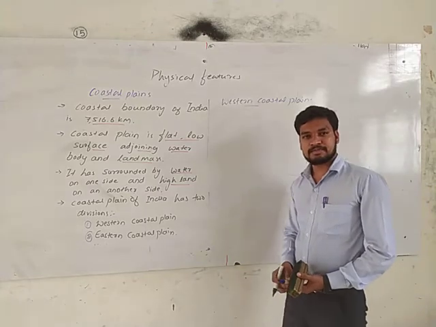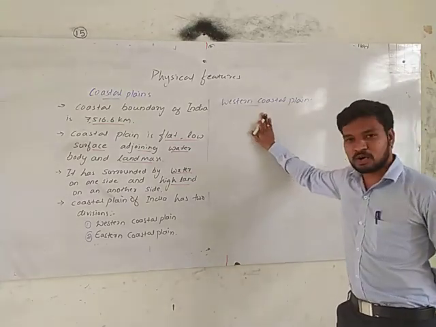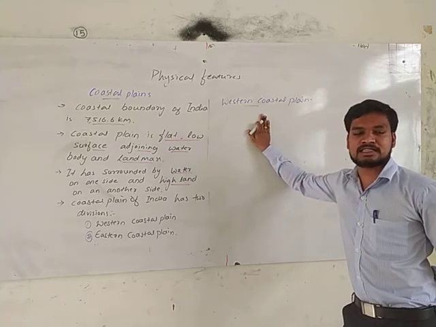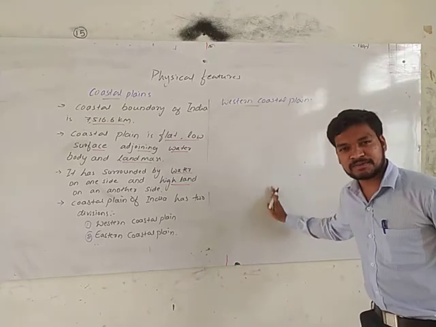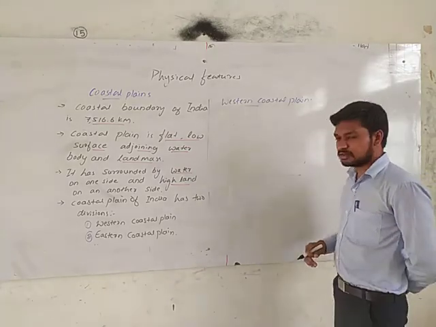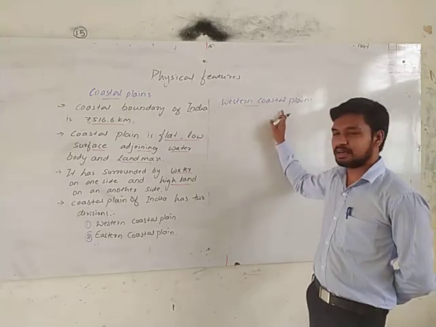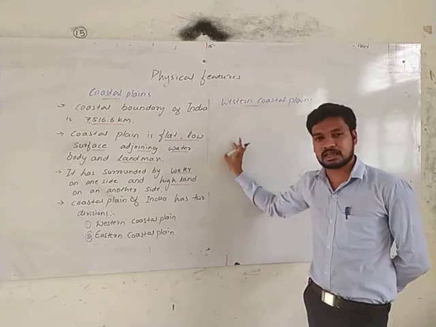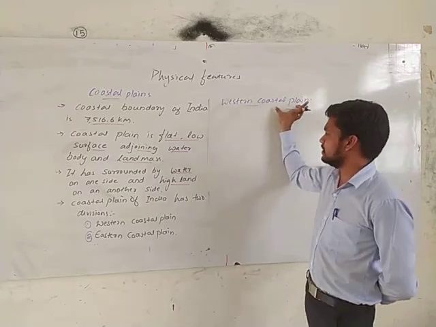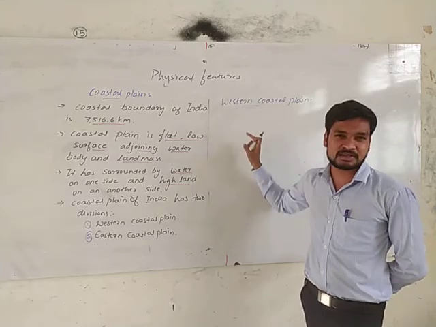Is it all? Western coastal plain, it's lying in the eastern part of India. Is it not? Am I right? Yeah, the western coastal plain has its own name. That term itself says that it is lying in a western direction. You know the meaning of coastal plain? The coastal plain which is in the western direction is called the western coastal plain.